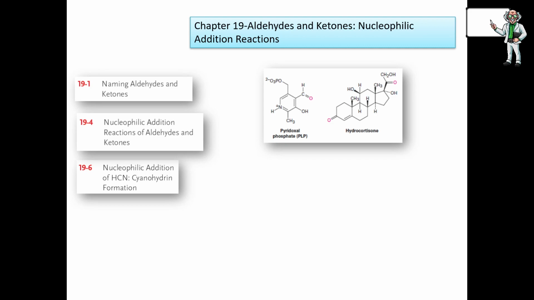Okay? Well, the first thing is that aldehydes and ketones are present in a lot of natural products and pharmaceuticals. Here you have an example of a natural product, pyridoxal, that contains an aldehyde here. And we have hydrocortisone that has two ketones in these two positions.